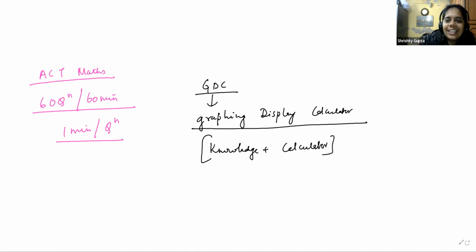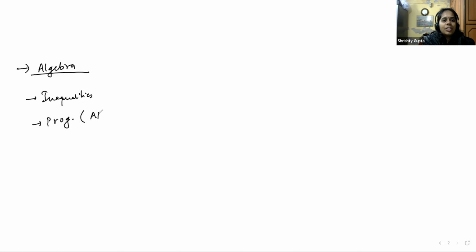The next thing, if I talk about ACT Math, is the syllabus. Since I already said that you will be tested on everything, when I talk about everything, we will have basic algebra. In algebra, for example, we will be tested on inequalities. You will be tested on progressions. When I talk about progressions, I'm specifically talking about AP and GP.